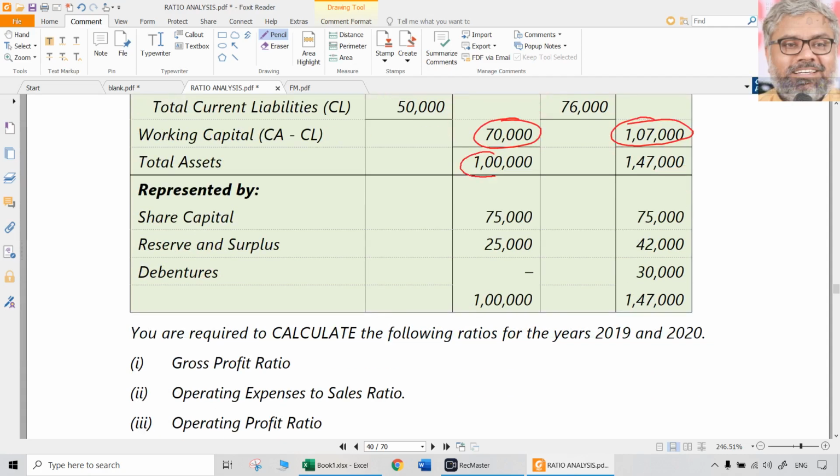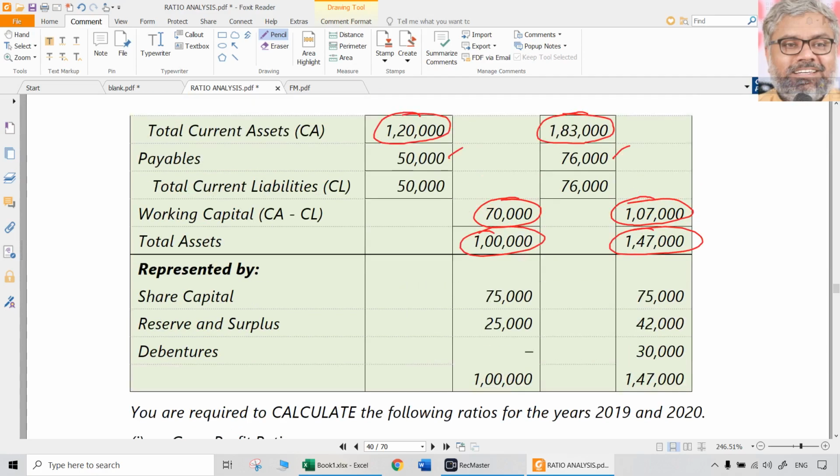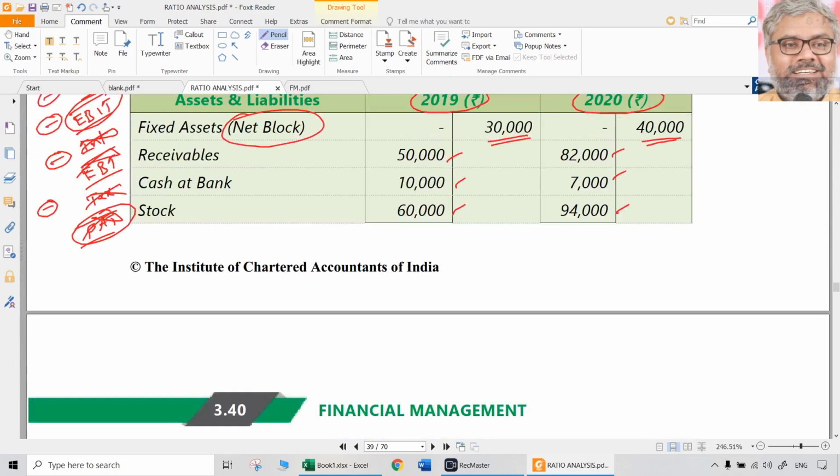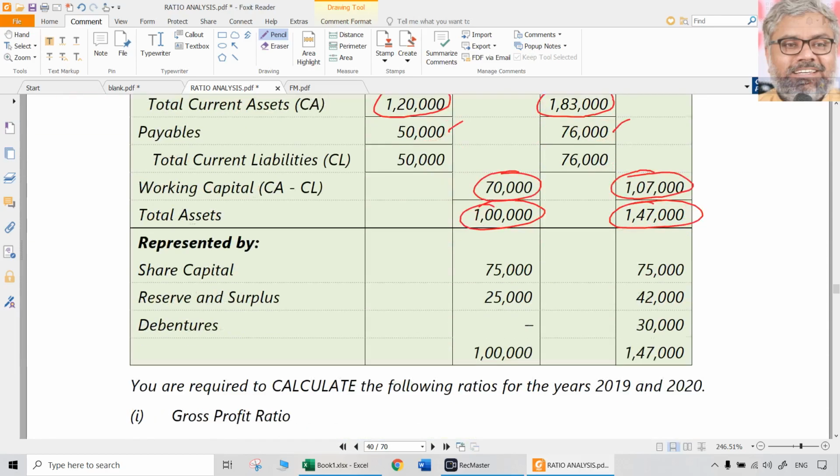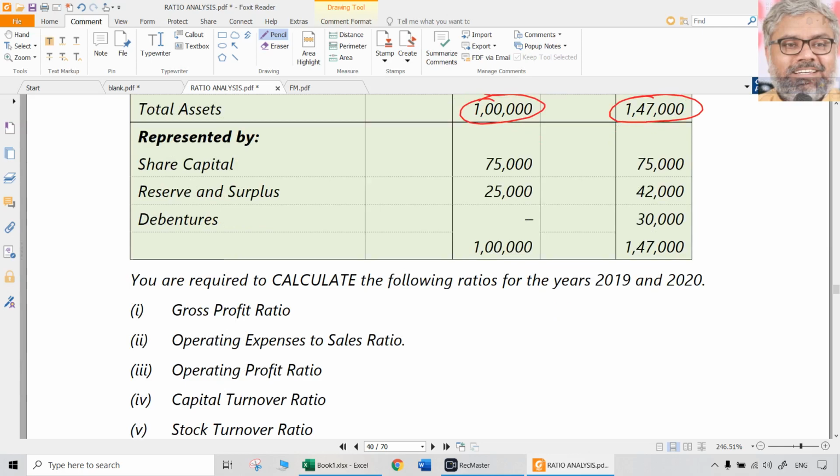Then total of the asset side of the balance sheet is 1 lakh and 47,000. But of course, it is not given like a traditional balance sheet. Current liabilities are also taken here and that are reduced from the current assets, and working capital is shown on the asset side. It is not called asset side actually. It is the application of funds. Whereas sources of funds are on the other side, which are represented by share capital, reserves and surplus and debentures. So 1 lakh, 47,000 are the sources of funds.